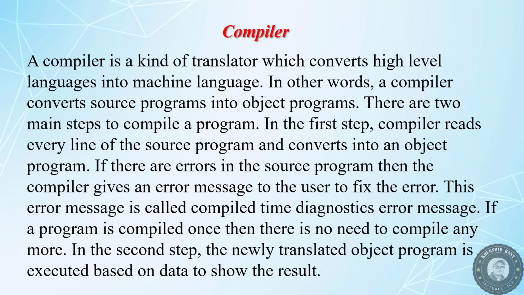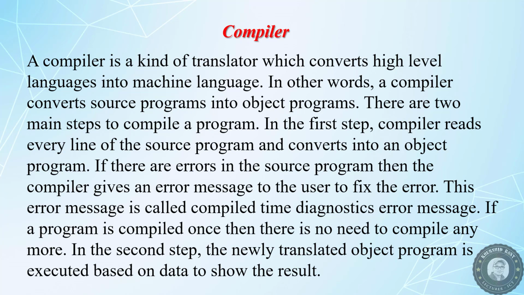Compiler. A compiler is a kind of translator which converts high-level language into machine language. In other words, a compiler converts source program into object program. There are two main steps to compile a program. In the first step, the compiler reads every line of the source program and converts it into an object program. If there are errors in the source program, then the compiler gives an error message to the user to fix the error. This error message is called a compile time diagnostic error message.